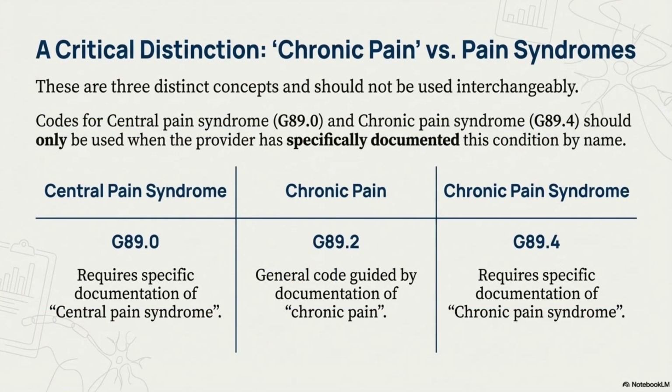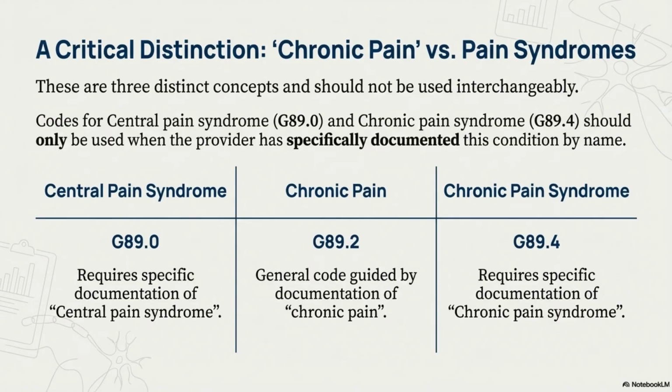Chapter 6 includes 3 pain-related concepts that should never be used interchangeably. G89.0, central pain syndrome. Pain caused by damage or dysfunction within the brain or spinal cord, often described as burning or stabbing. G89.2, chronic pain. Pain that persists for an extended period, typically more than 3 to 6 months. This code is used when the provider documents the pain as chronic.